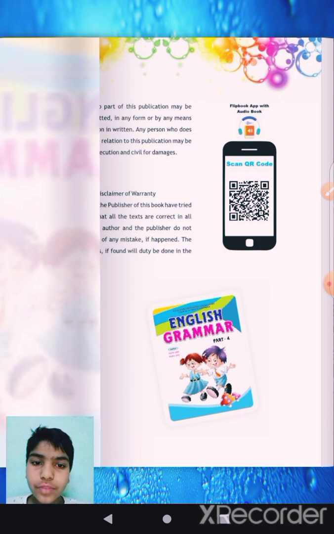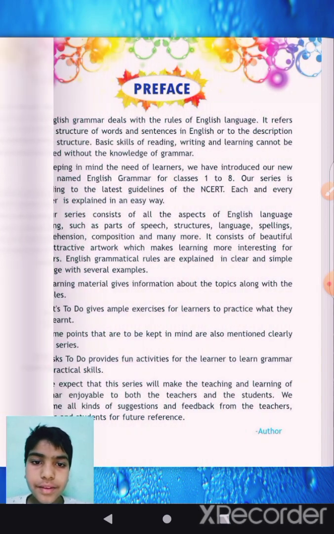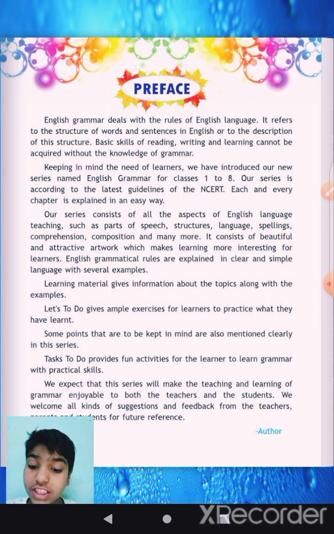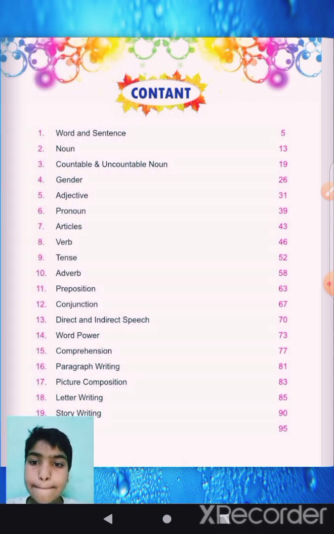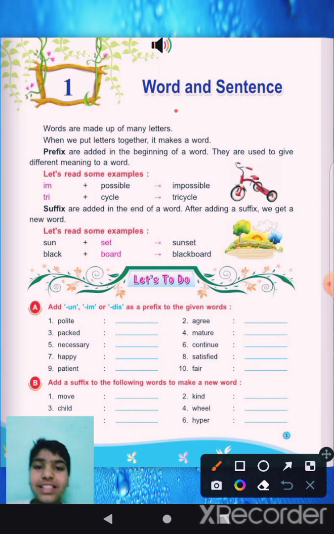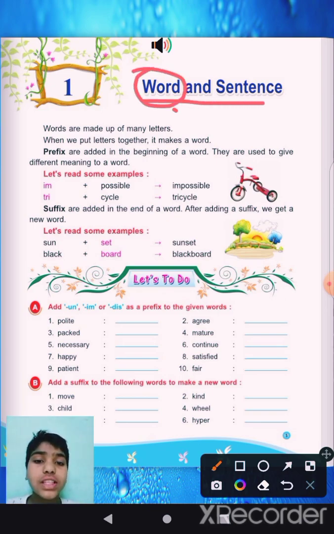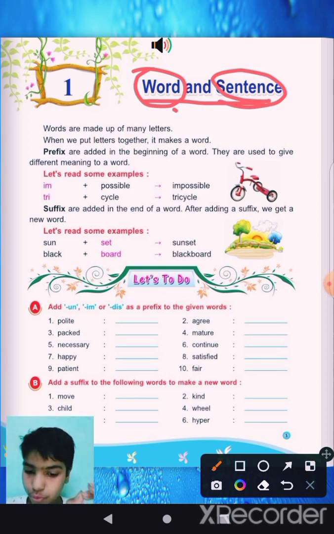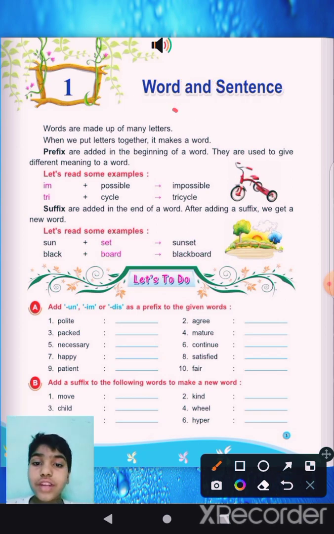You can read the preface if you want. Our today's lesson is word and sentence. What is a word? What is a sentence? That is what we are going to see today. This is for class 4. Got it? So now let's start.